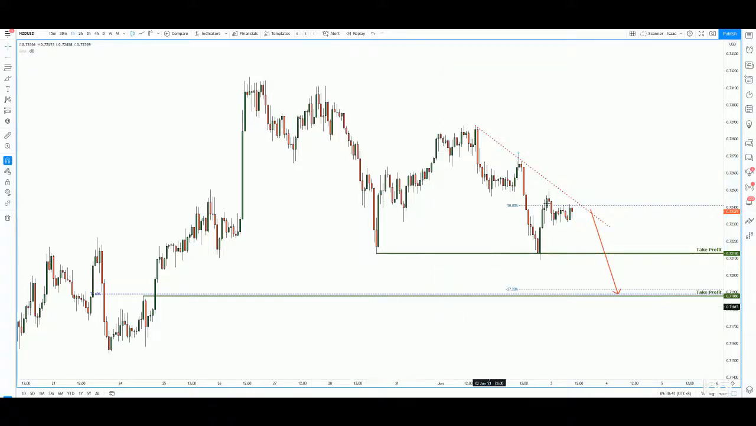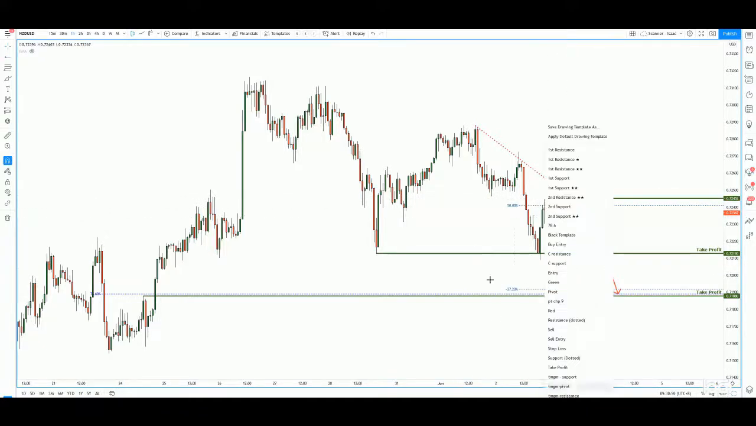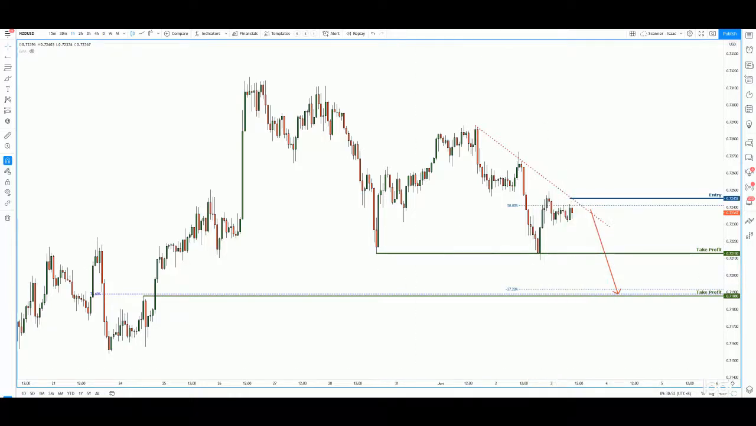So we have a very clear entry around here, not at 50%, but just slightly higher. So really this is a zone. This is a zone, and we can use this as an entry. I'm just going to draw a box to show that this is an entry zone for me.